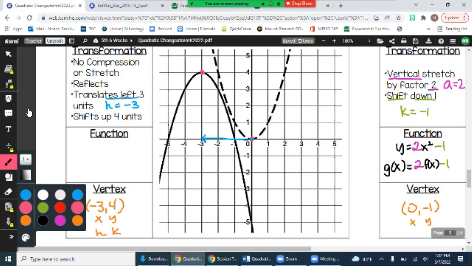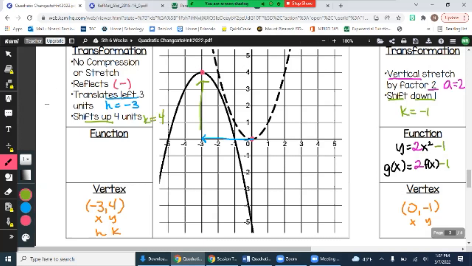Okay, what else? What's another change? It reflected. Because it reflects, that means that we have now inserted what? A negative. And what else? It went up. If it shifts up, K is now what? +4. Can you tell by the graph that it got skinnier or fatter? No, but it also does say no stretch. So nothing else happened there.